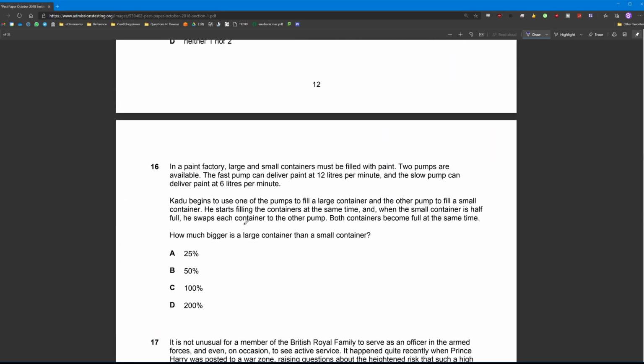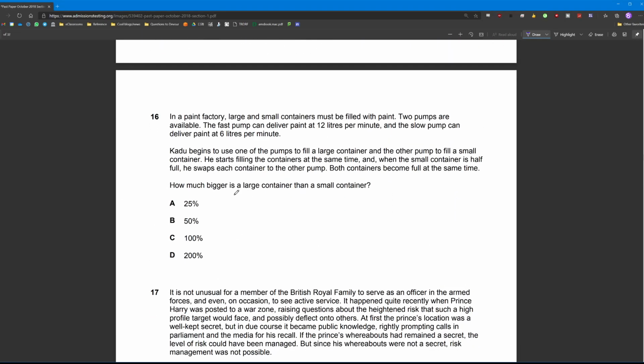Question 16. In a paint factory, large and small containers must be filled with paint. 2 pumps are available. The fast pump can deliver paint at 12 liters per minute, and the slow pump can deliver at 6. Kadu begins to use one of the pumps to fill a large container and the other pump to fill a small container.